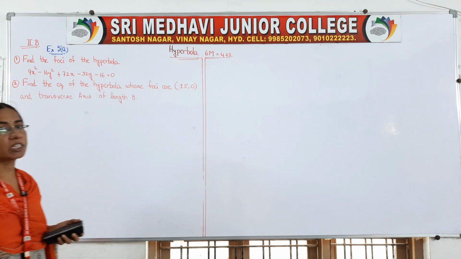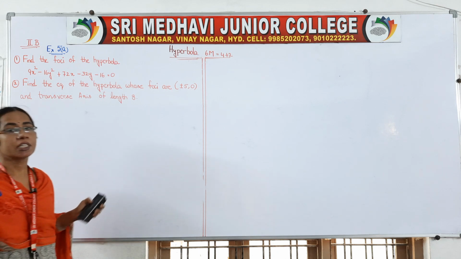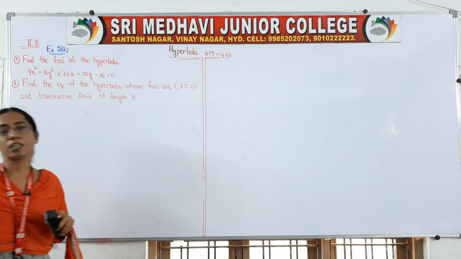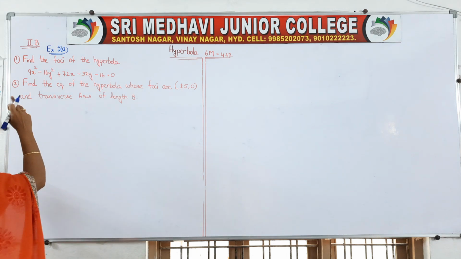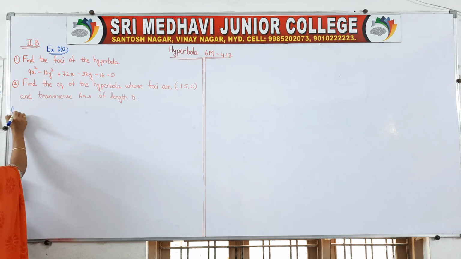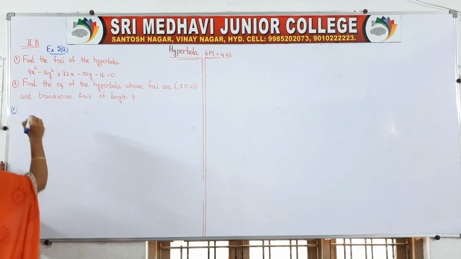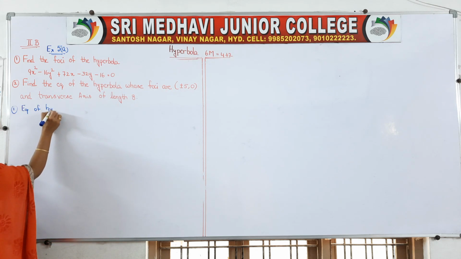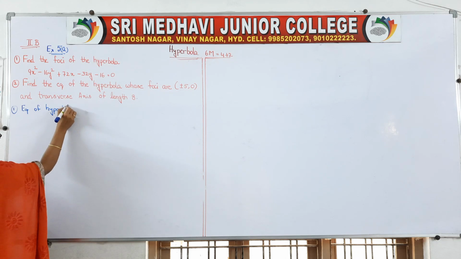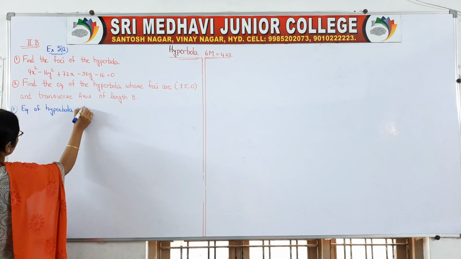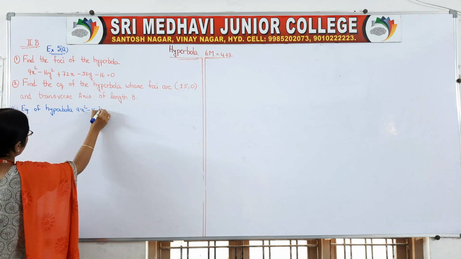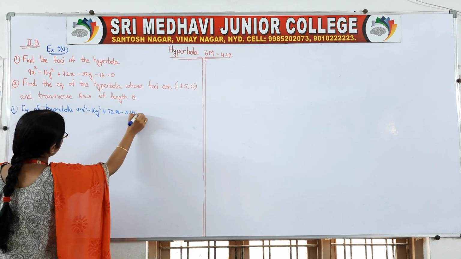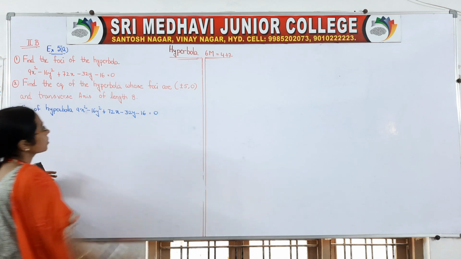So don't neglect the conic section. In conic section we have three parts, right? One is parabola, second is ellipse, and the third is hyperbola. Okay, so now here, find the foci of the hyperbola. One equation is given to us. So what is that? The equation of hyperbola is 9x square minus 16y square plus 72x minus 32y minus 16 is equal to 0.